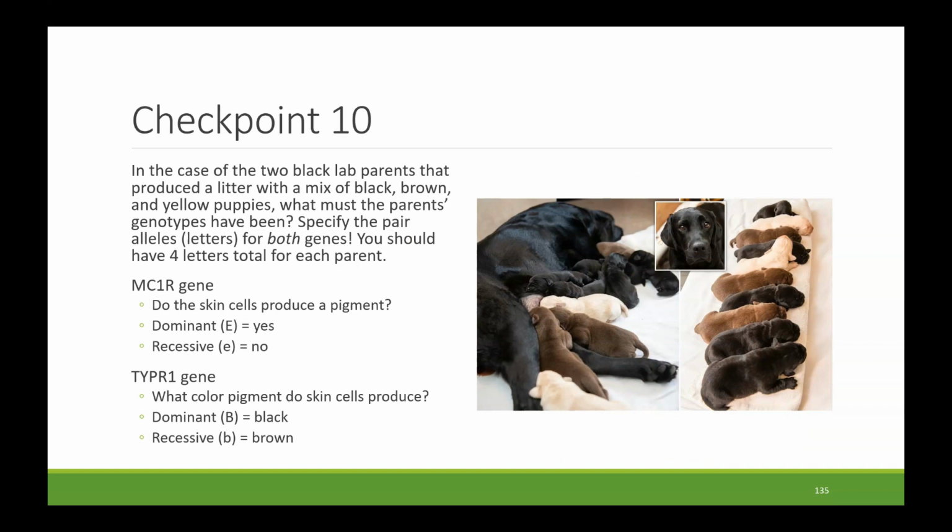So for each parent, you'll need to specify 4 letters. 2 of them are E's, 2 of them are B's. What must the parents' genotypes have been to produce this litter? And I'll give you a clue. Both parents have the same genotype. A good way to approach this problem is to think about what the puppies' genotypes would have to be, and then sort of reverse engineer it to figure out what the parents must have had.